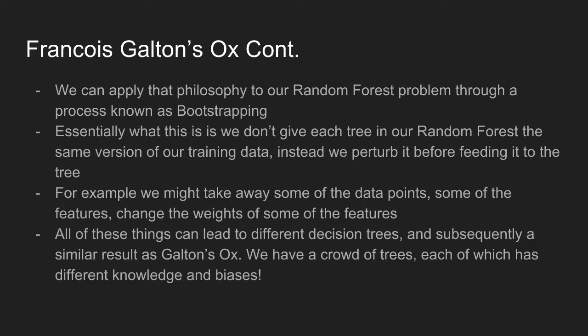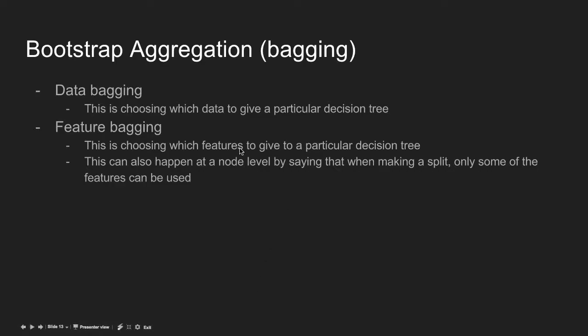So we can apply this philosophy of having a crowd of differing knowledges to our random forest through a process known as bootstrapping. Essentially, we don't give each tree the same version of our training data. Instead, we perturb it before feeding it in. This means we can take out some of the features, take out some of the data points, and this way we can make it so that our trees will learn differing things. And this is like Galton's ox because each tree has different knowledge and biases.